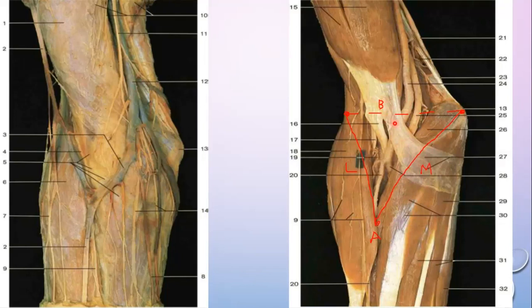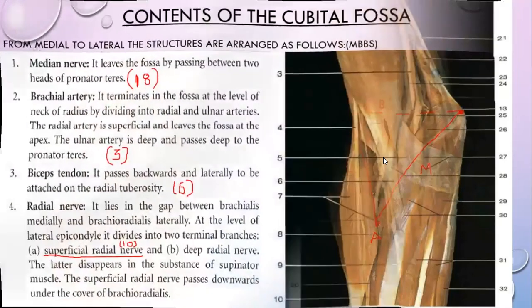Okay, and it will separate these structures, the median cubital vein and the medial antebrachial nerve, from the underlying median nerve and brachial artery. Okay, then these are the contents. Okay, let's look at the contents now. Contents of the cubital fossa.